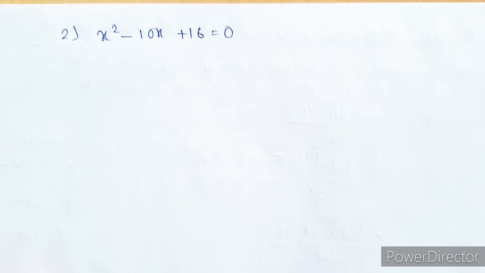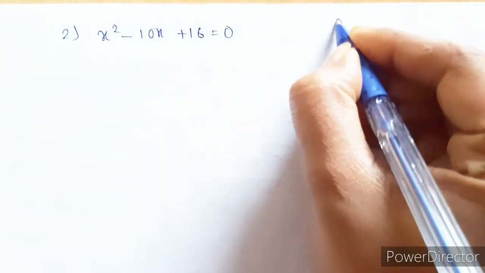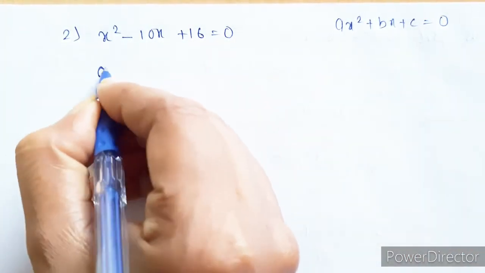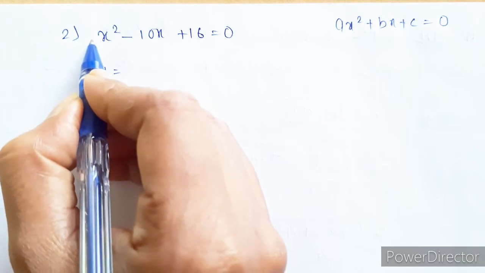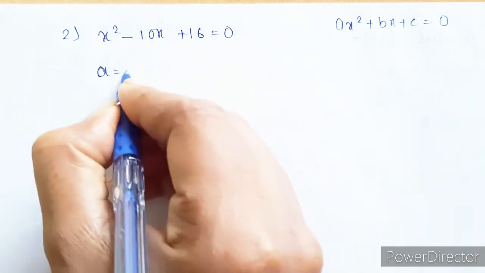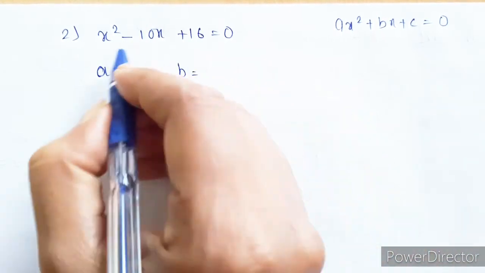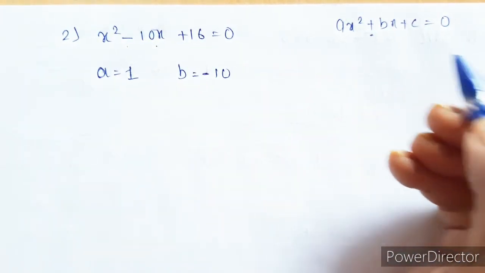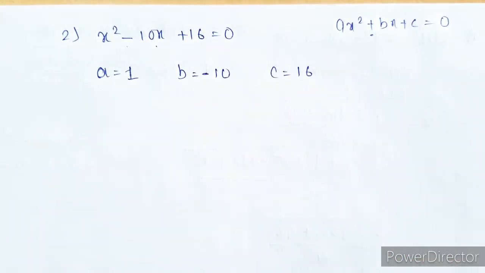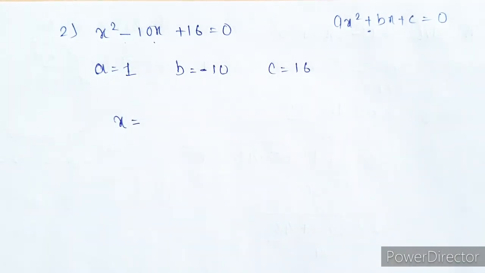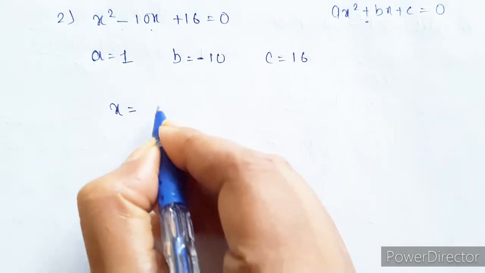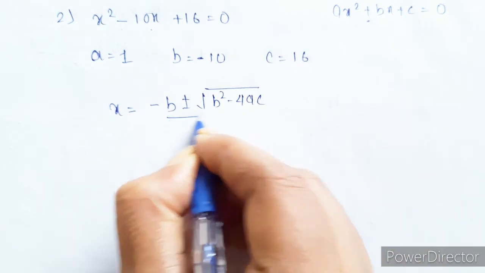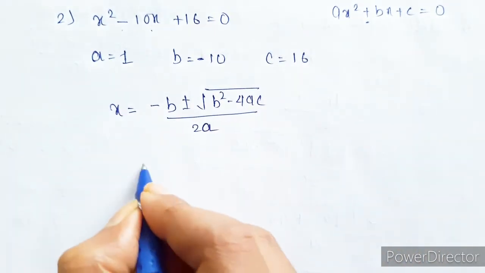Let's look at one more example. Again the general form, I am writing it here: ax square plus bx plus c equals 0. Here a, the coefficient of x square, is nothing but 1, since nothing is given, it is 1. Then b is minus 10 because the general form is given in plus, and c is going to be 16. Again the formula for finding roots of a quadratic equation, minus b plus or minus root of b square minus 4ac upon 2 times a. So let us substitute this.